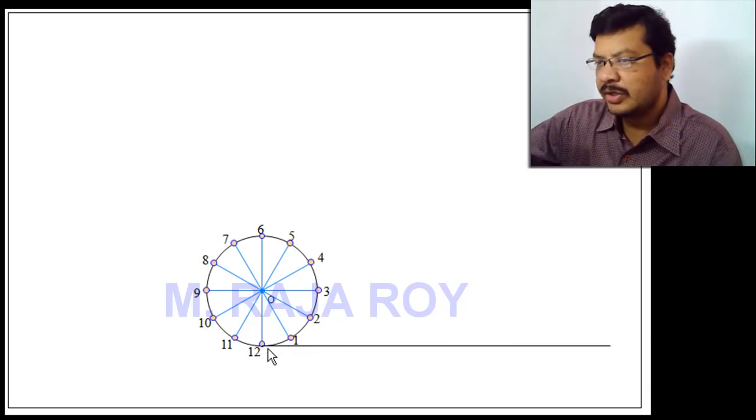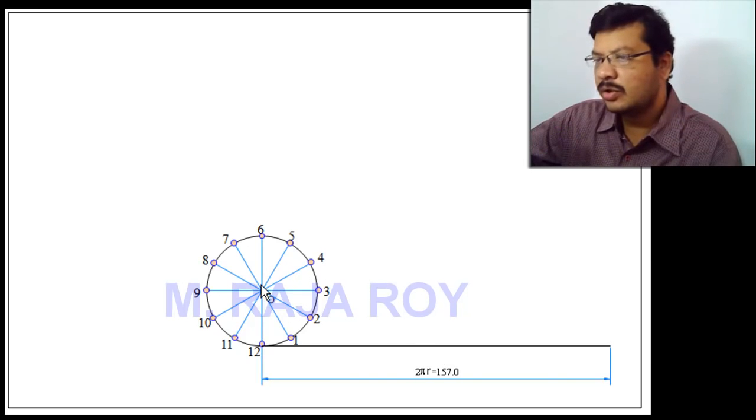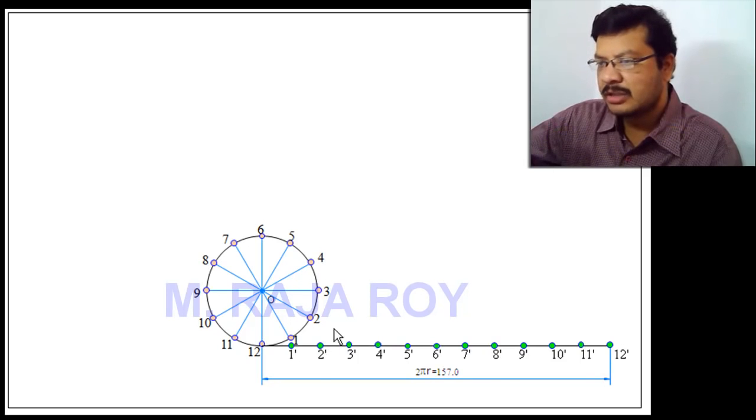Then draw a tangent to the circle at the 12th division somewhere here, and the length of this tangent is 2 pi r, something like this. With 2 pi r length you draw the tangent and you divide this tangent also into the same number of equal parts. Here the circle is divided into 12 parts, so divide this tangent also into 12 parts, something like this. So from here you have to give the numbers in this direction, such that when you are winding it, this 1 dash must coincide with this 1 and 2 dash must coincide with this 2, something like this. You can wind in this direction.